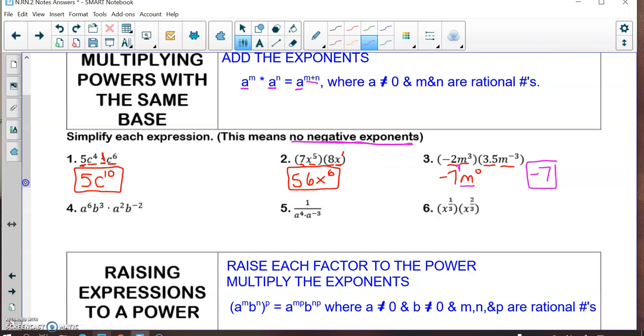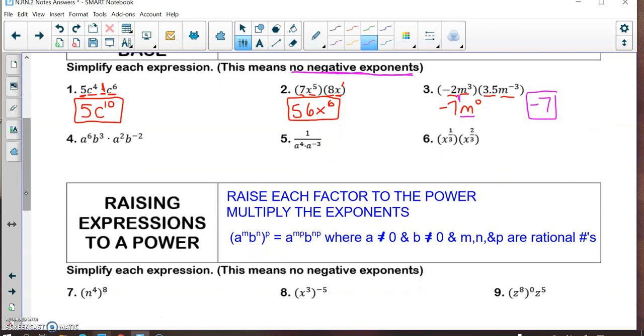All right. Number 4, both of the coefficients on these two terms are 1. So we don't have to worry about multiplying the coefficients because 1 times 1 is just 1. So now I'm going to start multiplying the variables. a to the 6th power times a squared. Since those have the same base, I keep my base of a and add my exponents to get 8. And then b cubed times b to the negative 2nd power. I keep my b and I add my exponents.